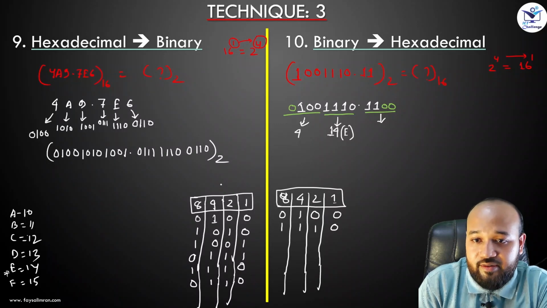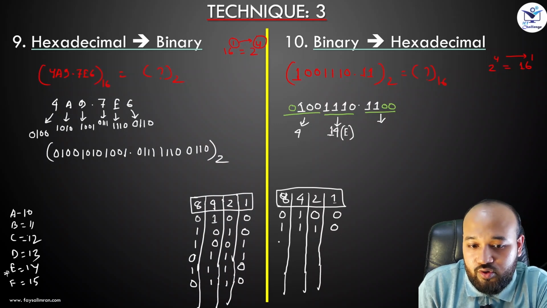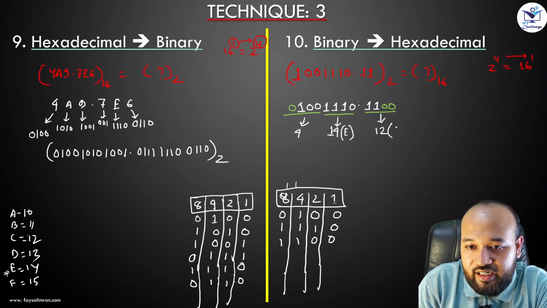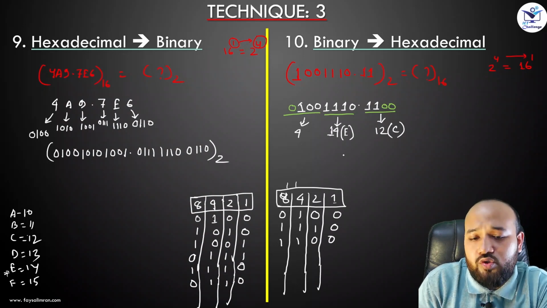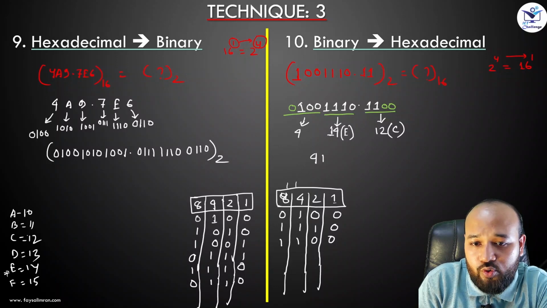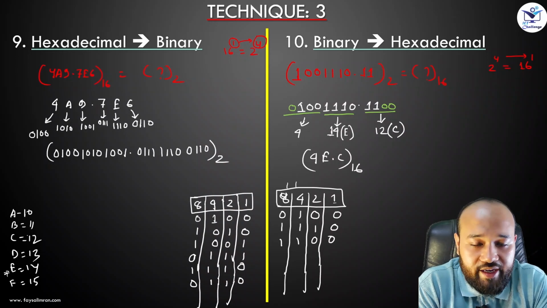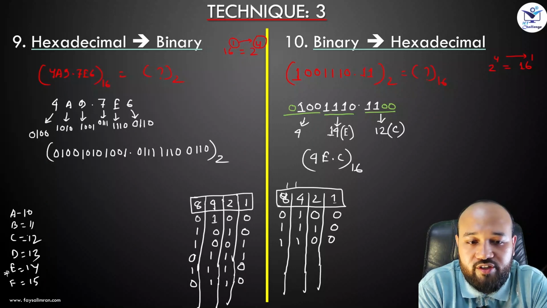So 14 is E. Also we will get 1100, that means 8 plus 4, we need those two columns. So 8 plus 4 is 12. So we write here 12. 12 indicates C. So we write here C. So the ultimate result is 4E point C. This is for hexadecimal number system. Okay, have you any question from this part?